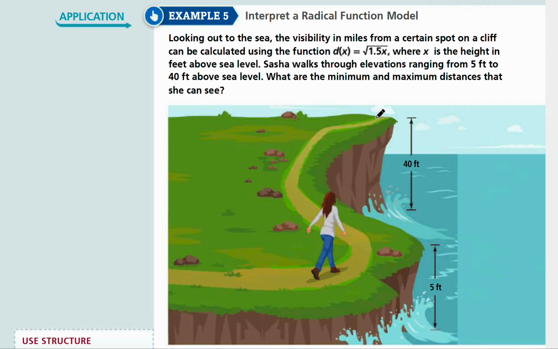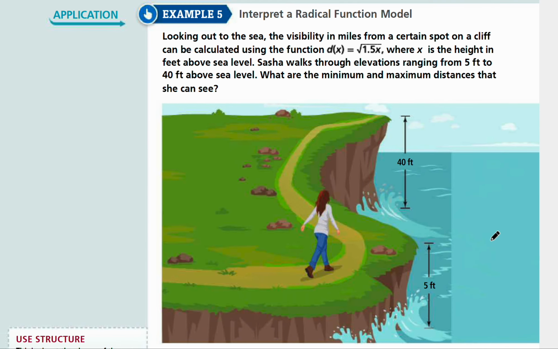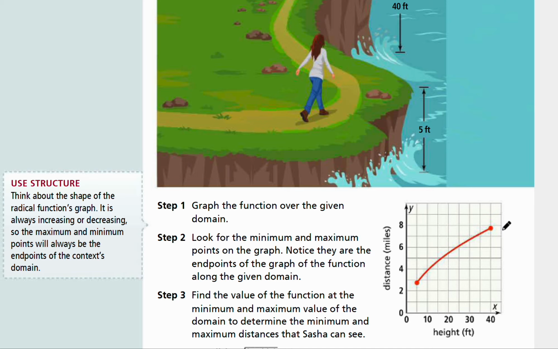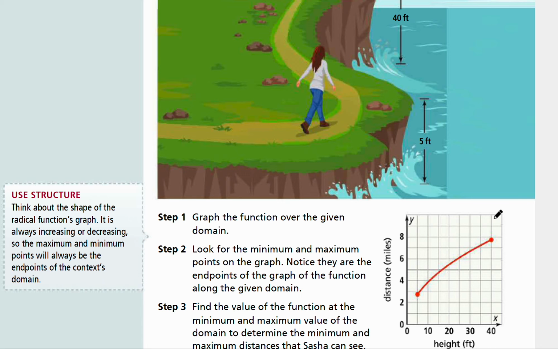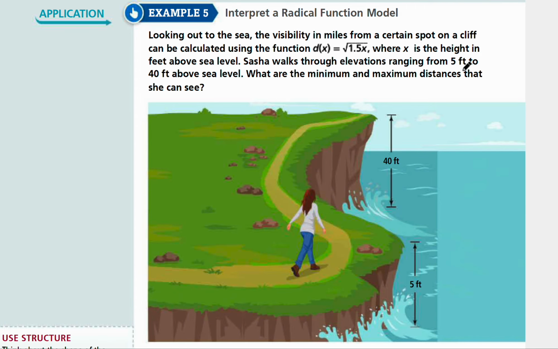So step 1, graph the function, look for minimum and maximum. We have a minimum and maximum at the endpoints. So we know from 5 feet to 40 feet, that's going to be our visibility range, right? But at 5 feet and at 40 feet, we have a minimum and a maximum. So we just have to calculate the actual distances in miles using the x values, which is the height in feet of the endpoints 5 and 40, right?